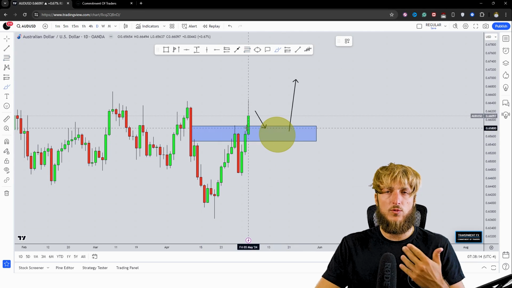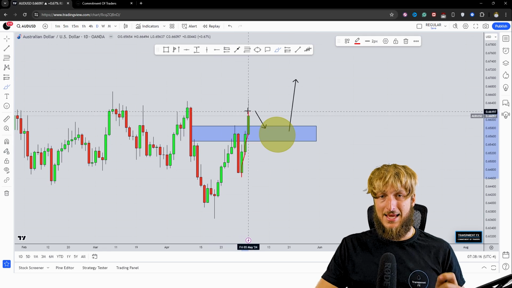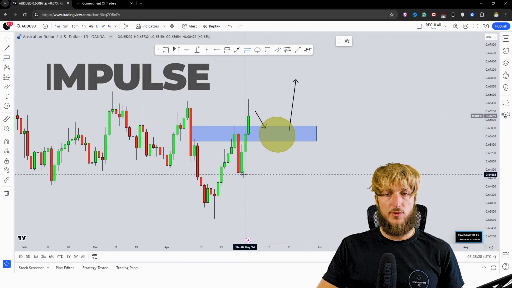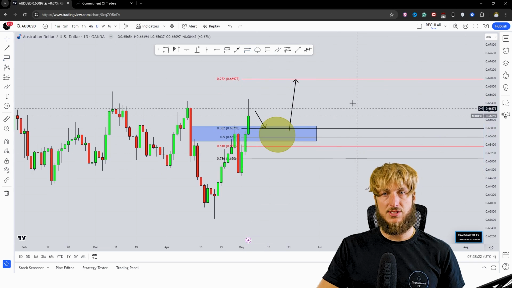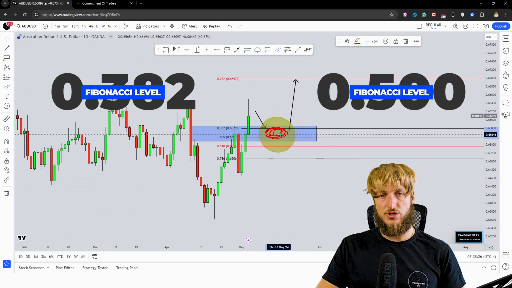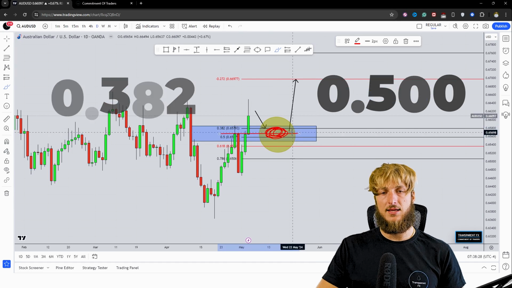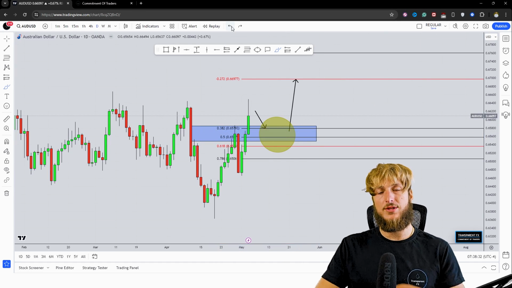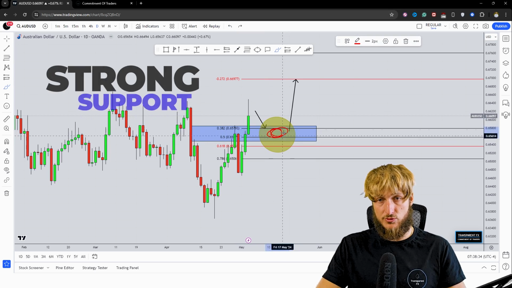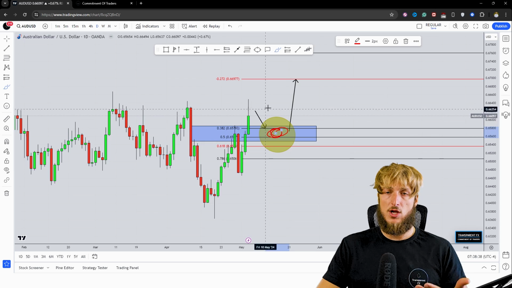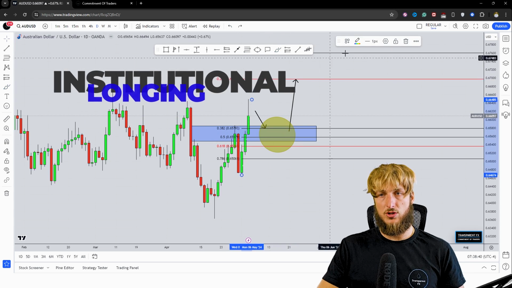Now, why do I say Fibonacci levels? Because since we have an impulse, if we want to measure the correction, we have to take our Fibonacci from the low to the high of the impulse leg, and this shows us how we have the 0.32 and 50% retracements lining up exactly inside of this previous level of horizontal resistance turned support, therefore creating a confluence of support. And in a confluence of support zone, you have higher probabilities of getting even more institutional longing.